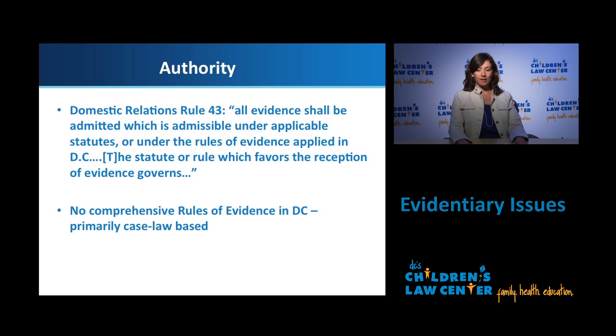The family court is fairly flexible regarding the evidence that will be admitted. Domestic Relations Rule 43 makes clear that the statute or rule which favors the reception of evidence governs. There's no comprehensive rules of evidence in the District of Columbia, and the law is primarily case law based.